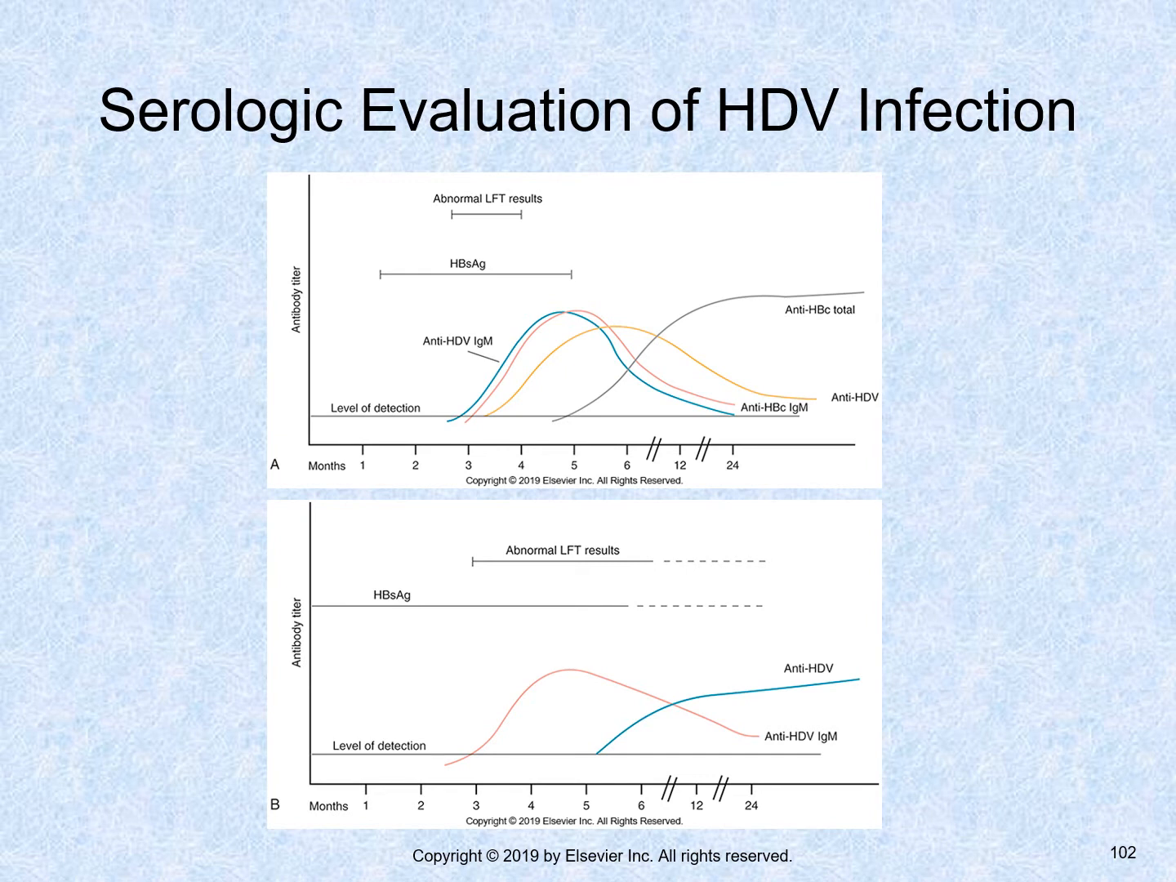These figures show a serologic evaluation of hepatitis D virus infection. Figure A shows hepatitis B and D co-infection. Here you'll notice that abnormal liver function test results appear between 2 to 4 weeks. Figure B shows hepatitis B and hepatitis D virus superinfection. Note the prolonged abnormal liver function test results starting at 3 weeks.